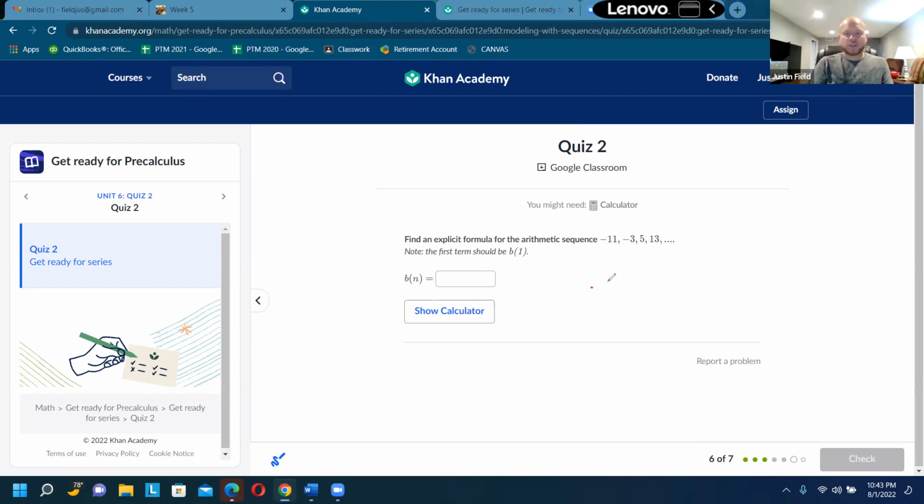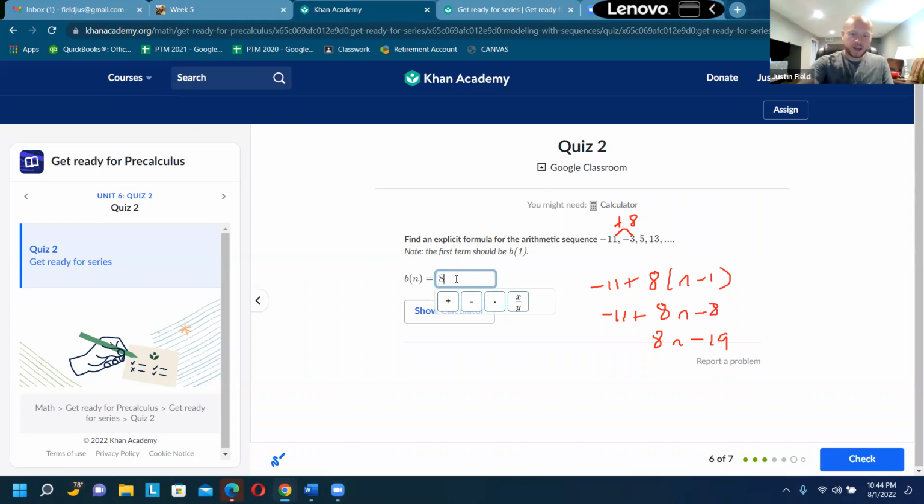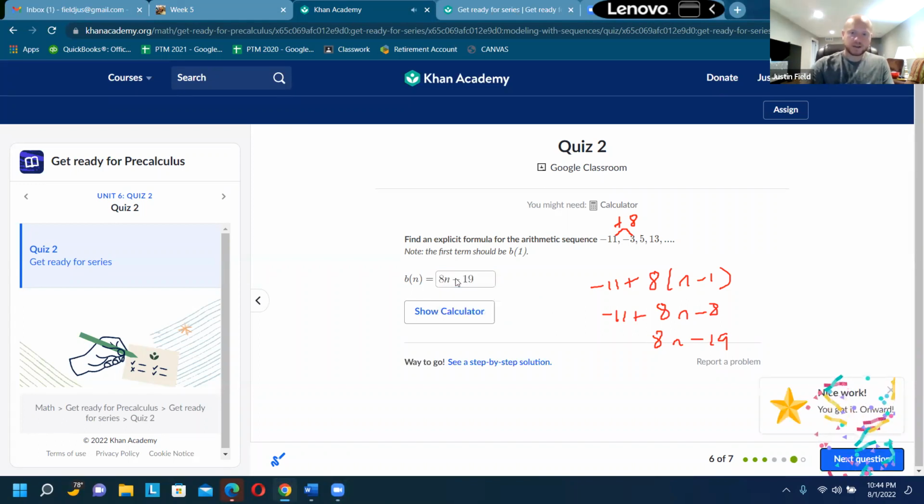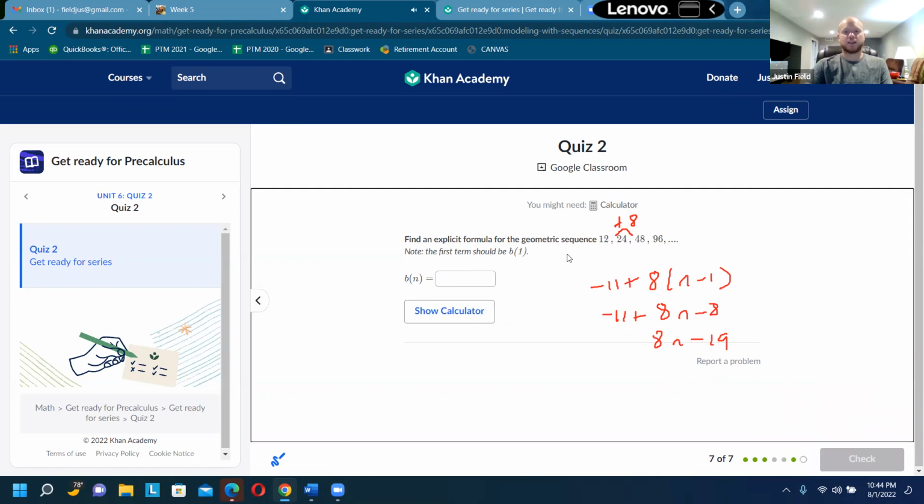So negative 11 is our first term. And then we want to look at the increase. So what are we doing? We're adding 8. I get it, negative 11 to negative 3 is 8, right? So we're adding 8, but we got to do that n minus 1 thing. So it's 8n minus 8. So what's that? Negative 19, 8n minus 19. Let's give it a try. 8n minus 19. See, I got it now. All right. Geometric.